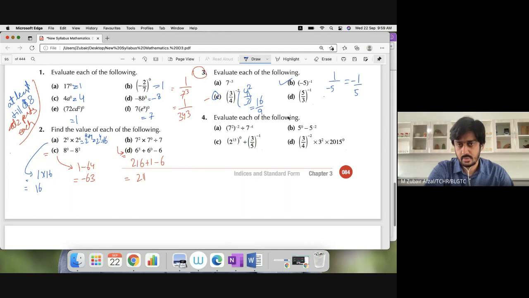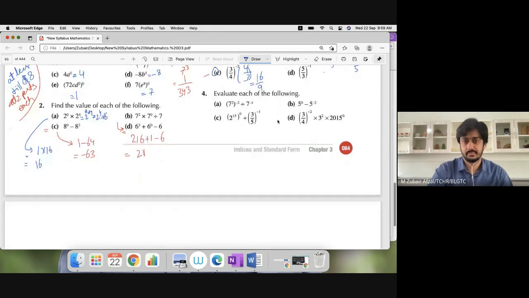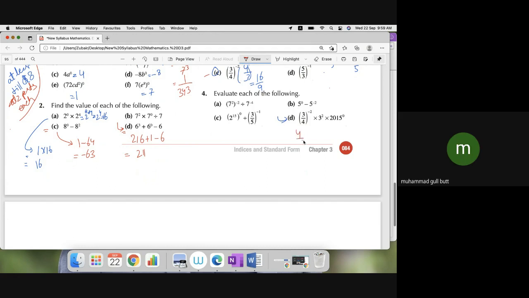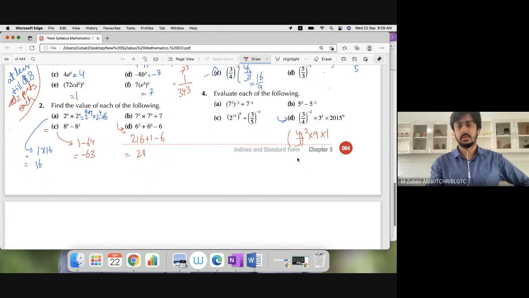Okay, try 4D. First we have a negative power. So 4 over 3. The sign of the power will change. Yes, that's right. Multiplied by 9, multiplied by 1. So this is now 4 square is 16. 3 square is 9 times 1. You cancel out this 9. Your final answer is 16.